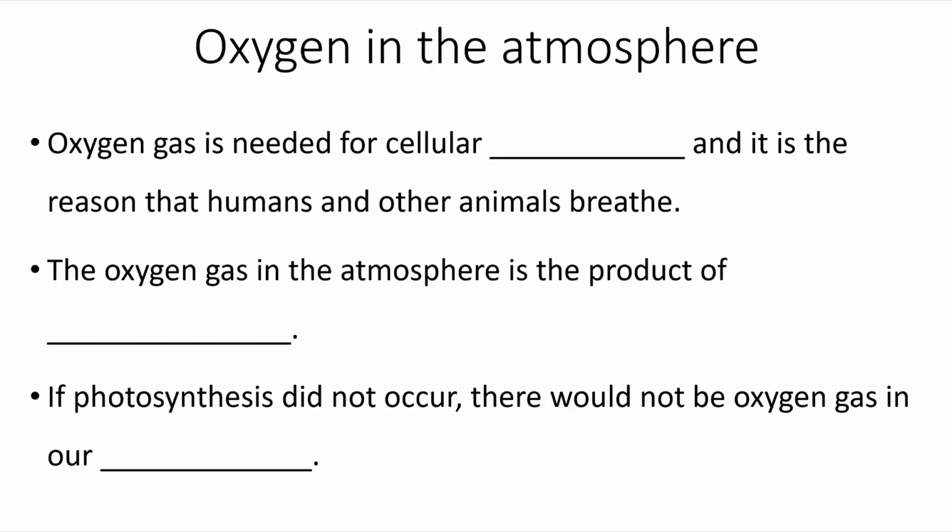Now, oxygen gas is needed for cellular respiration. And it is the reason that humans and other animals breathe. The only thing we actually use oxygen gas for is for allowing cellular respiration to occur within our cells. And yet we know how important that is. If someone is deprived of oxygen, even for relatively short periods of time, it could have serious, potentially fatal consequences. Yet oxygen, it's only there to allow cellular respiration to occur.